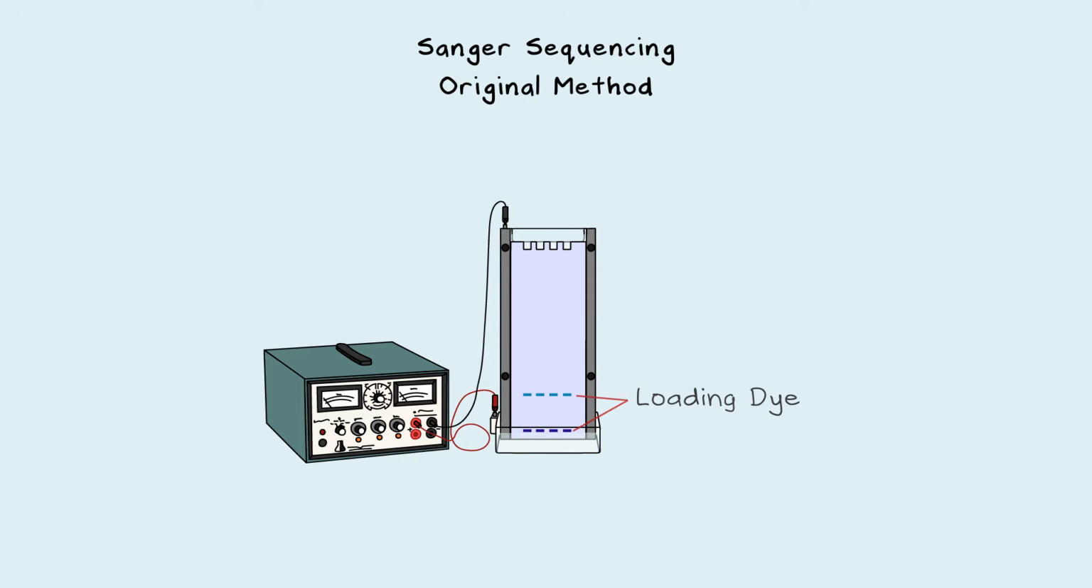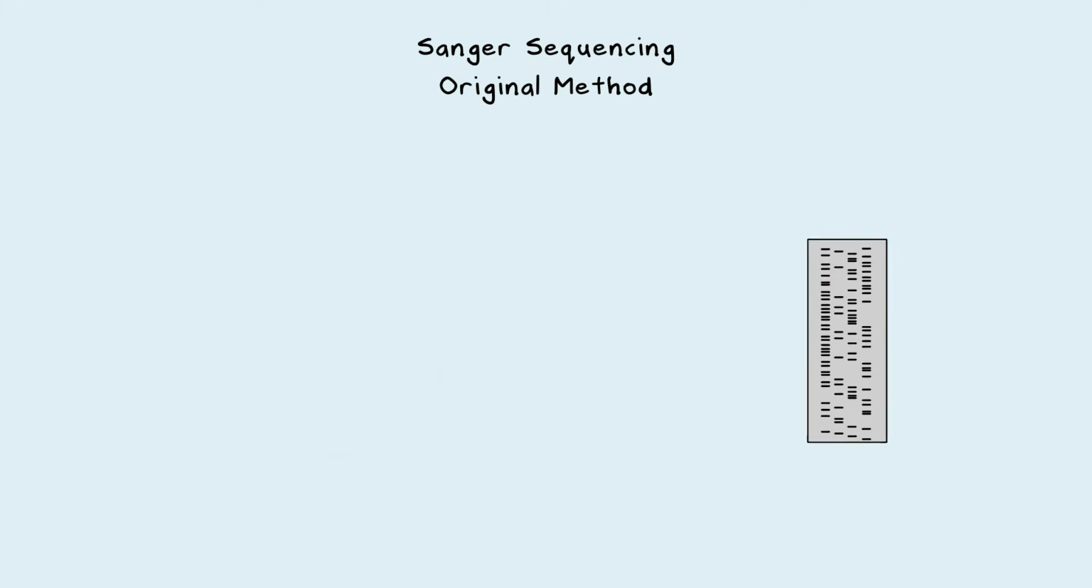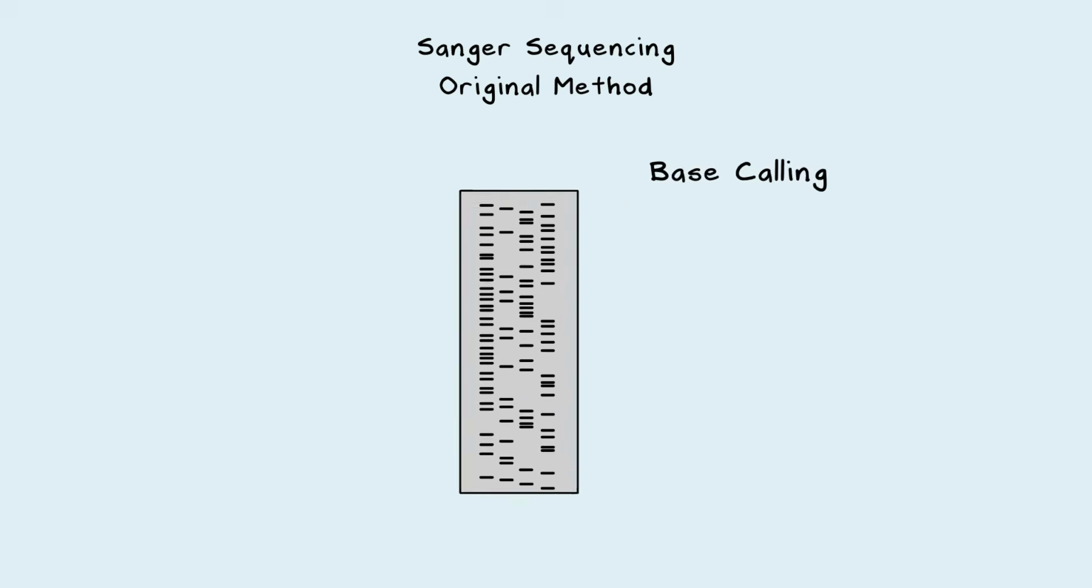To visualize the fragments, the sequencing gel gets dried onto a paper support. Then, the radiation from the dATPs in the fragments gets detected with X-ray film. This results in bands showing for each fragment. The term used for reading DNA sequence is base calling.